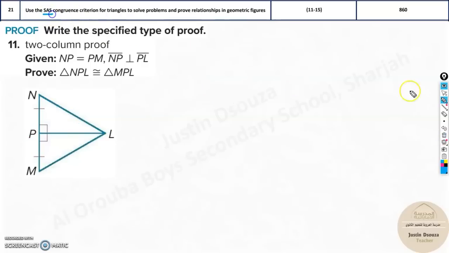And look over here, they have mentioned SAS postulate. That means side, angle, side. Looking at this figure, I can easily tell that NP and PM are congruent.